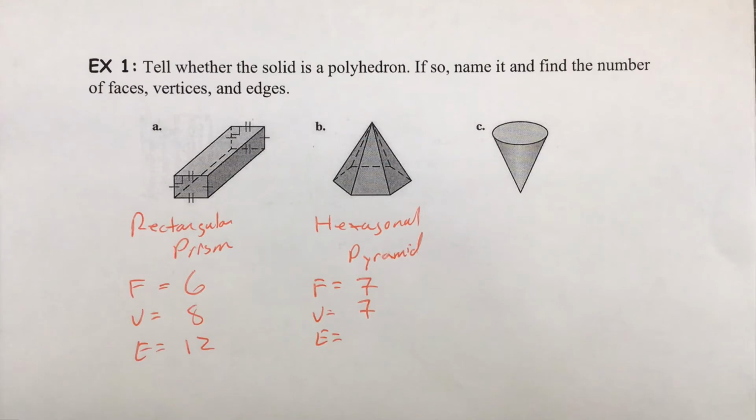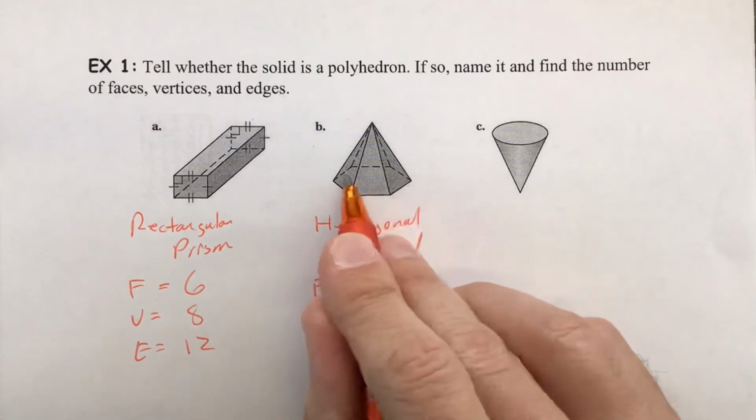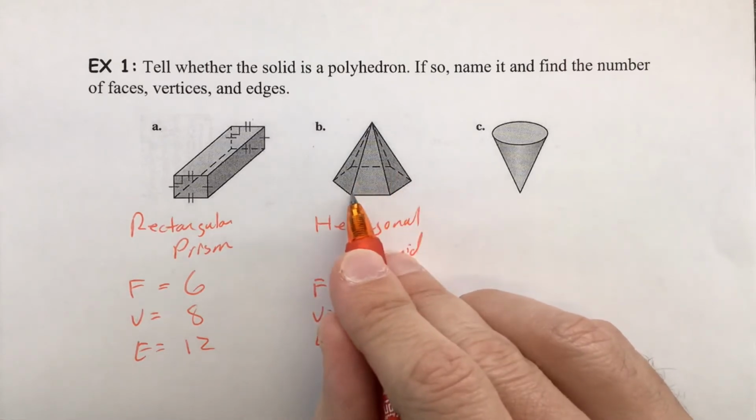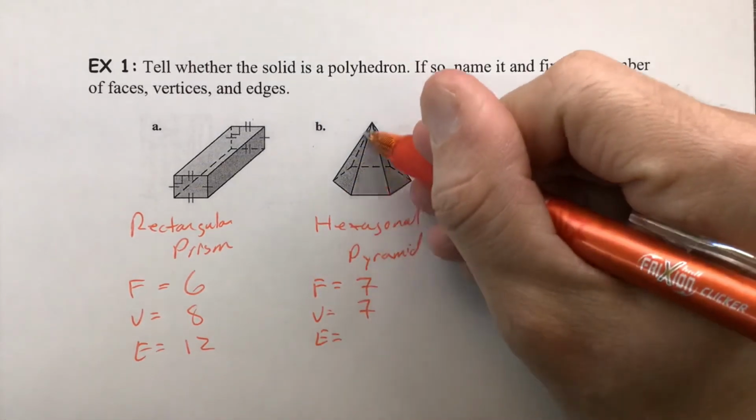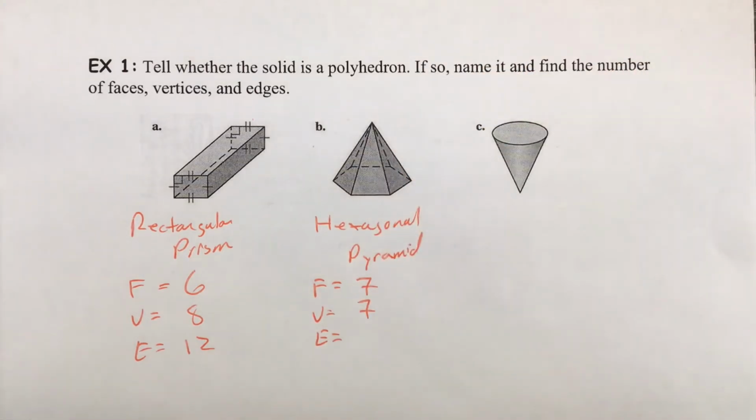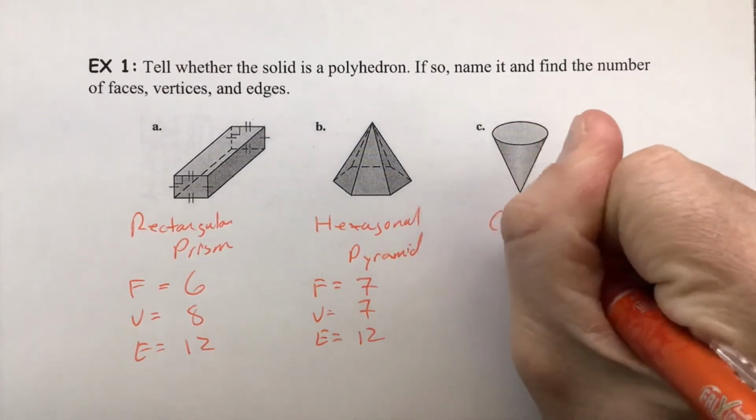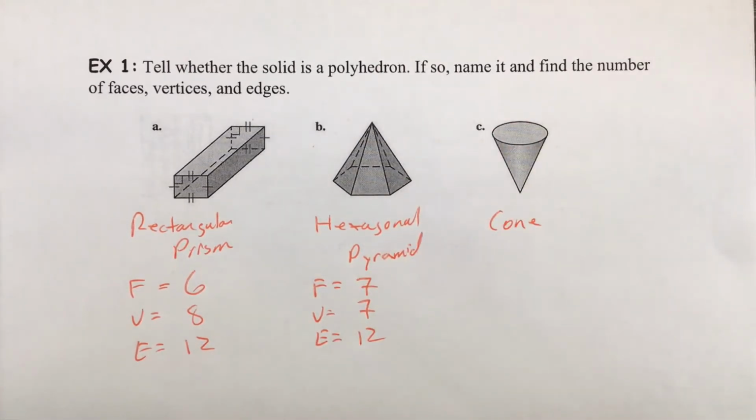The edges is actually going to be double the number of sides that you see on the base. So the base has 6, but you also have the 6 vertices that have those additional edges extending off. So if we double 6, we get 12. All right, our last figure, which is called a cone, is not a polyhedron.